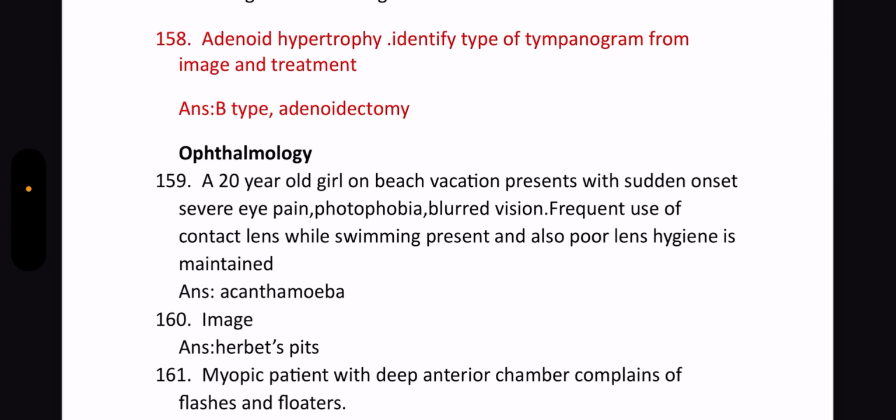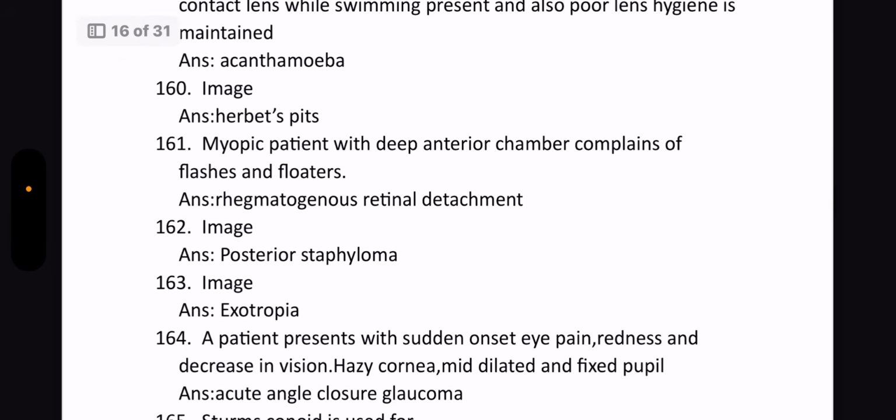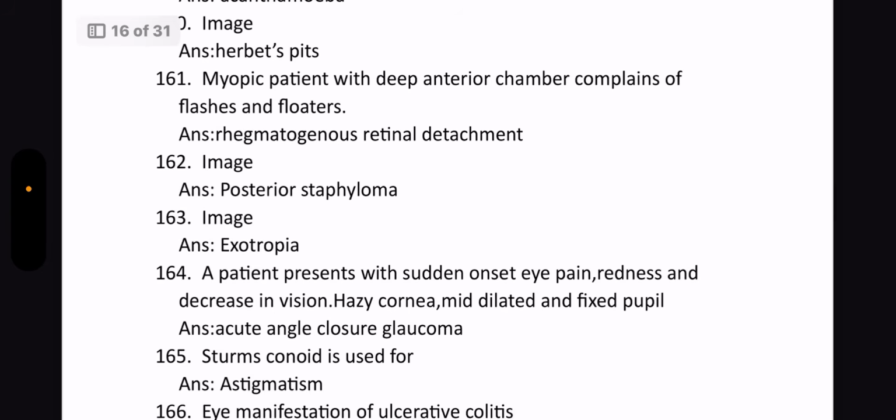Next, adenoid hypertrophy. Identify the type of tympanogram from the image and treatment. Answer, B-type, adenoidectomy. Next, ophthalmology questions. 20-year-old girl on beach vacation presents with sudden onset severe eye pain, photophobia, blurred vision. Frequent use of contact lens while swimming, and also poor lens hygiene is maintained. Answer, acanthamoeba. Next, image-based question, Herbert's pits.